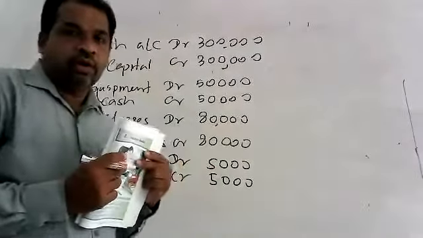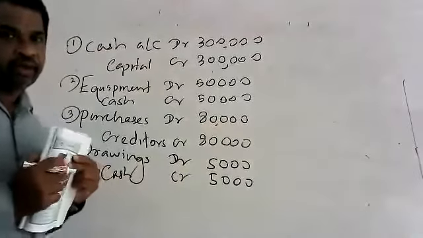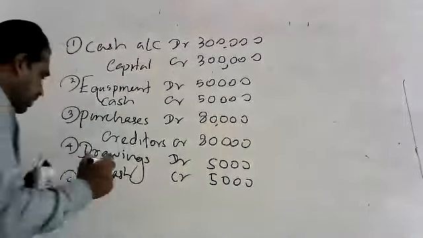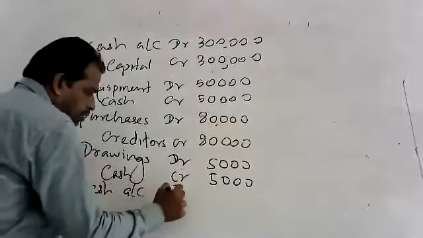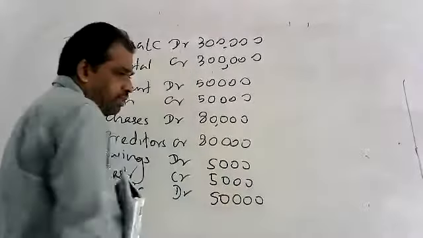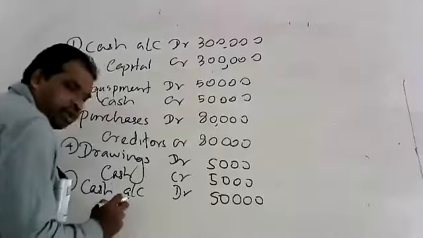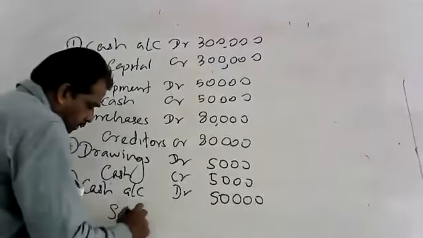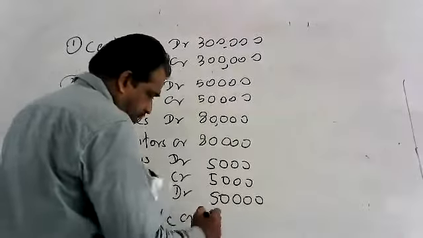Number 5, cash sales 50,000. When the business receives money in cash, then cash asset increases, cash account DR 50,000. As sales come under income, then income increases, credit, then sales account CR 50,000.